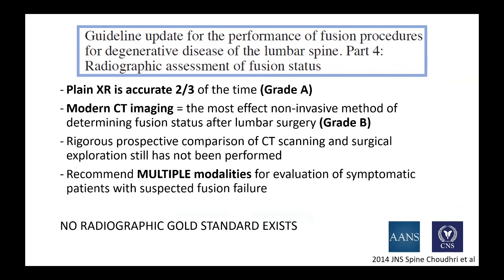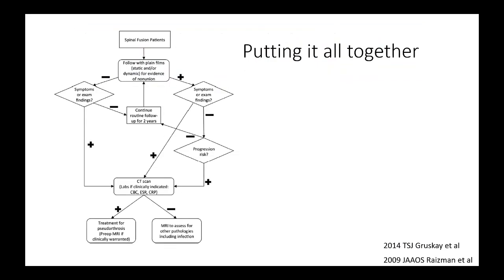So the guidelines per the AANS and CNS for assessing fusion status boil down to one grade A recommendation. Static lumbar x-rays are not recommended as a standalone method because they're only accurate about 2/3 of the time. However, CT scans with fine cut axials and multiplanar reconstruction is probably the best modality. However, they really do recommend using multiple modalities. So x-rays, dynamic x-rays, CT scans as well. And there's no radiographic gold standard.